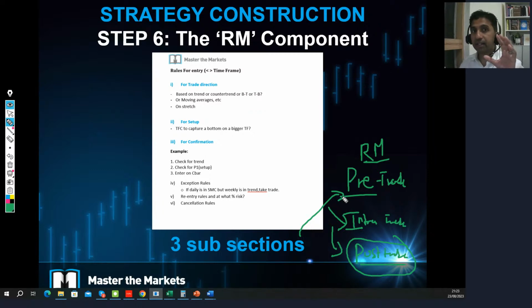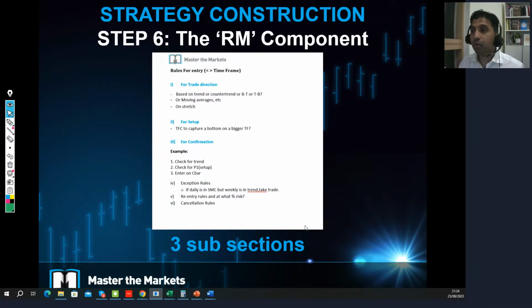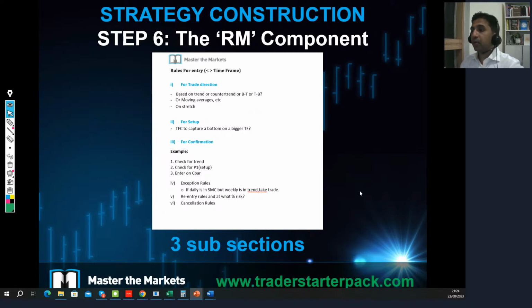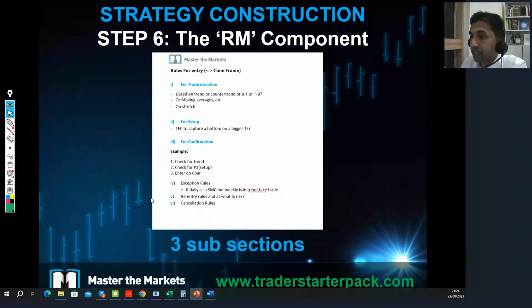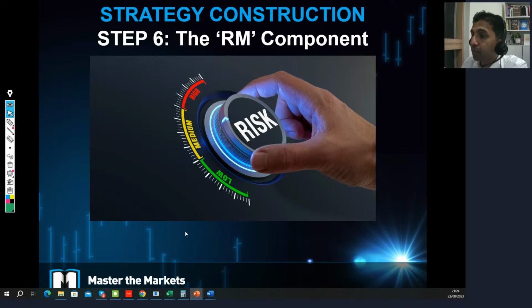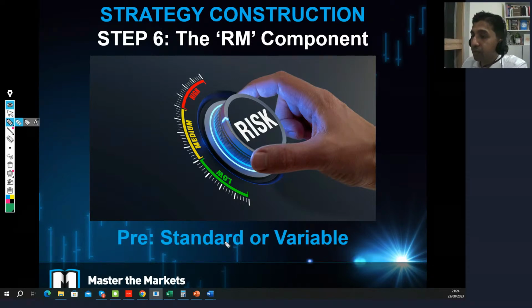So in essence, in your crib sheet, as you subdivide it under risk management, there should be 3 subsections: pre-trade, intra-trade, and post-trade. Let's go into each one of them a bit more deeply. The first thing that we should be taking a look at is the pre-trade risk management. The pre-trade risk management, traders, can be either standard or variable.